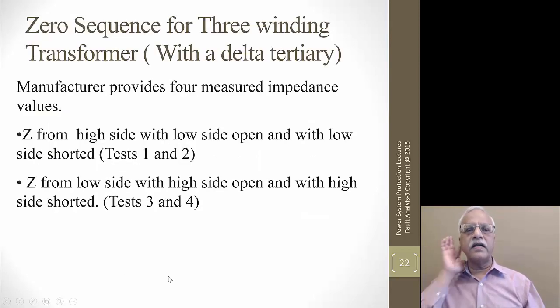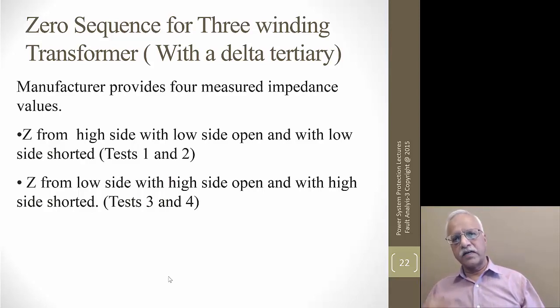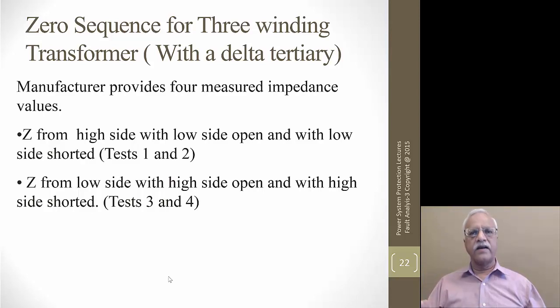Now, if it is delta connected, as I said, if it is a Y, then it automatically provides a short. So even if you don't short a delta side of the terminal, it provides a short. So when I do this with the second winding shorted, the delta comes in parallel with the second winding, if the third winding is a delta. That is why the manufacturers provide four impedances.